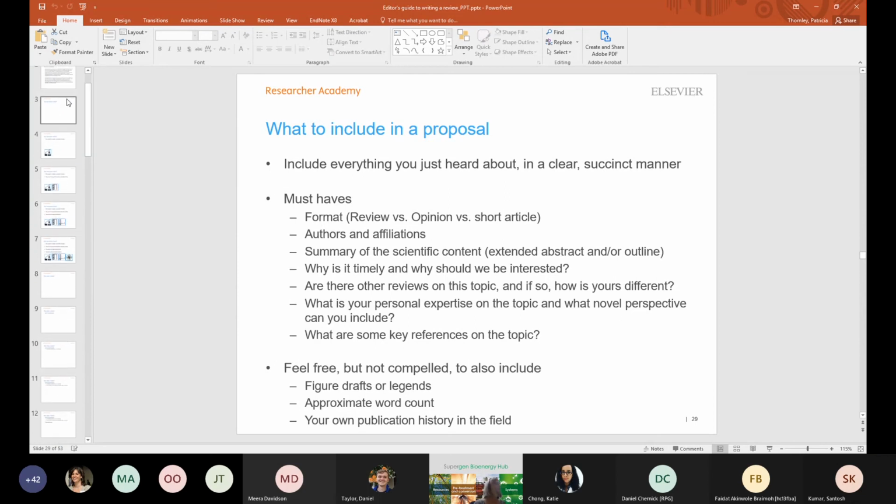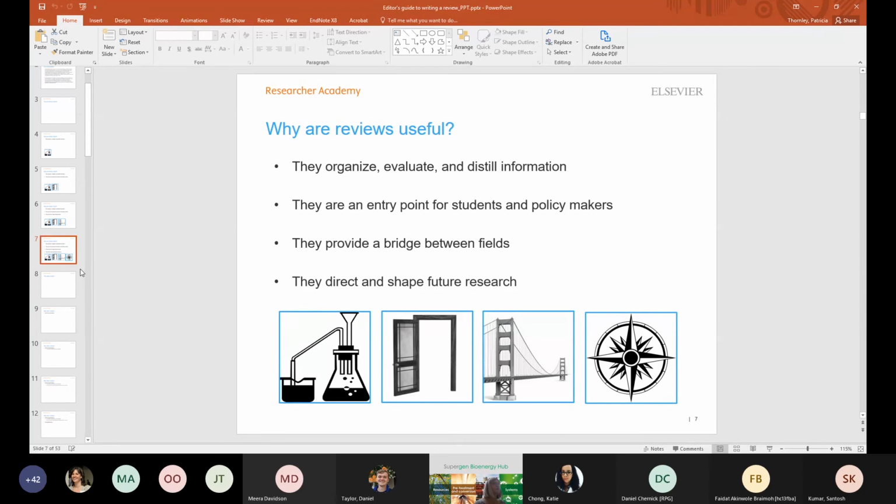I want to go back up to one of the really early slides on this. Forgive me, the point of a review paper. It isn't just to look at everything that's there. It's about adding value. They organize, evaluate, and distill information. They provide a bridge between fields. So often, if you're working on biomass and biochemicals, you might decide that you need to write a review paper for people who do energy policy, or for people who do materials and polymers. That can be really helpful. Review papers that are agenda setting can be really good. So if you've done some small pieces of work that indicate potential for a particular research area, you might want to do a review paper on that.